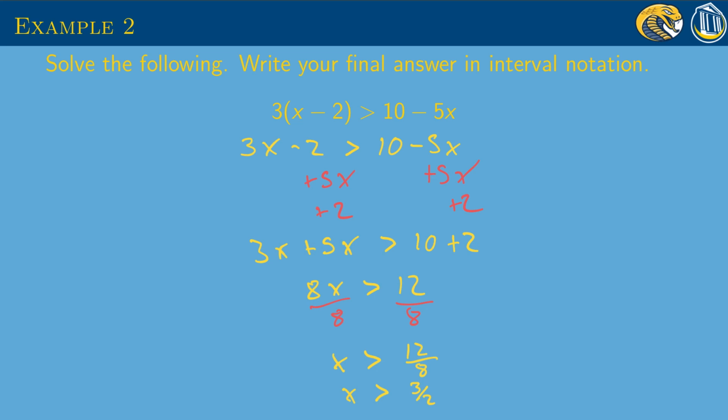As usual, we can go ahead and write our interval. x is bigger than 3 over 2, so that means we start at 3 over 2. And since it's not greater than or equal to, 3 over 2 is not part of our interval. Round parentheses. We're going up to infinity, which always gets round parentheses, and that's how we write the solution to this linear inequality in interval notation.